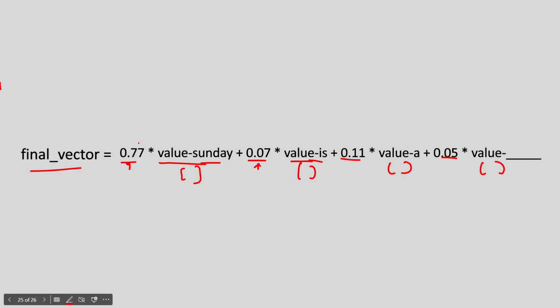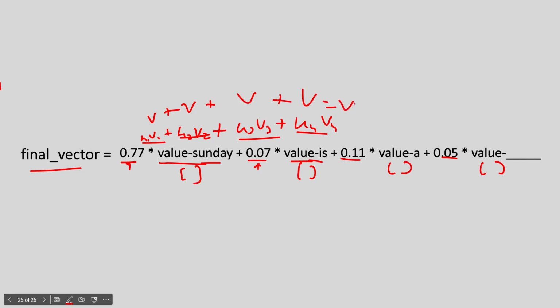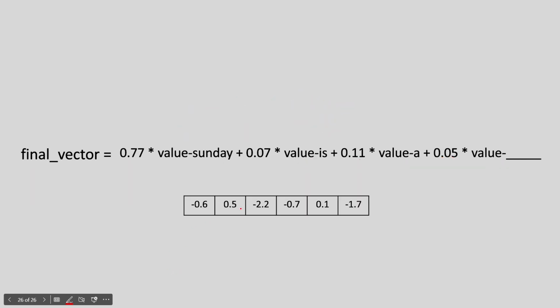If you multiply a scalar with a vector, this is scalar 1 into v1, scalar 2 into v2, scalar 3 into v3, plus scalar 4 into v4. Scalar into vector is a vector, each time. If you add 4 vectors, what do we get? We get another vector. This is going to be represented as a random vector. These values are random, but you can see this is again a vector. So the final vector is actually a vector and nothing else.